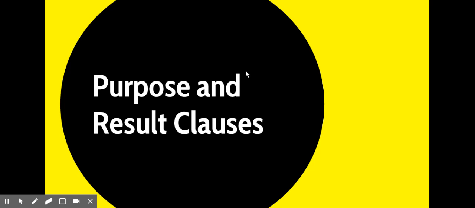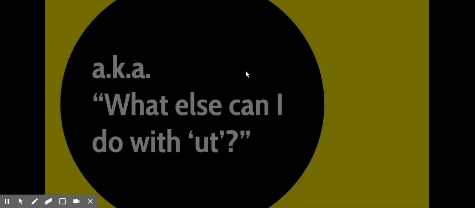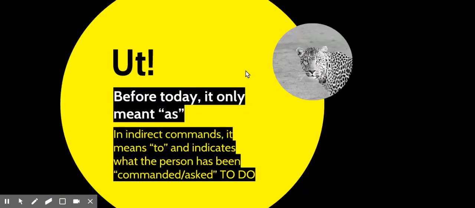Our last adventure in subjunctive clauses comes in the form of purpose and result clauses. In other words, with purpose and result clauses, we're going to explore how we can use ut in many, many different ways beyond the first one that you learned with indirect commands. Before today, you also knew that ut means as, like when you're forming a comparison.